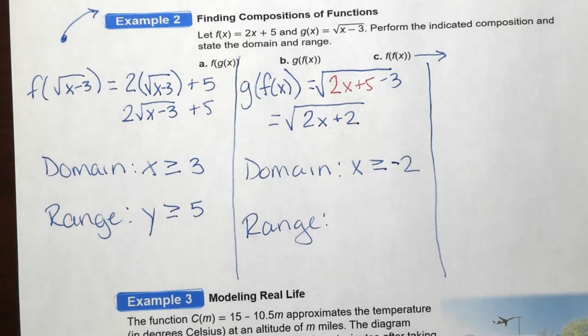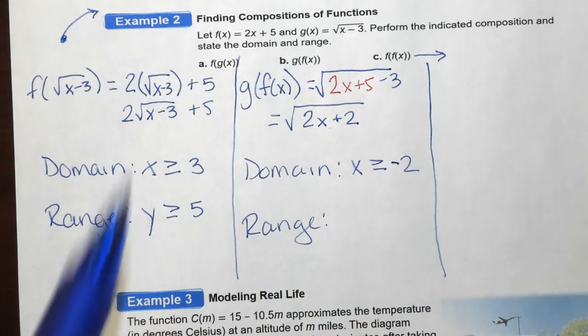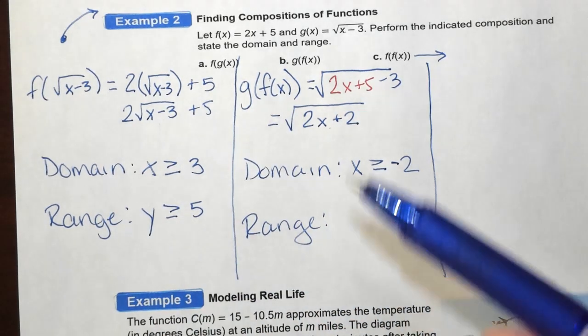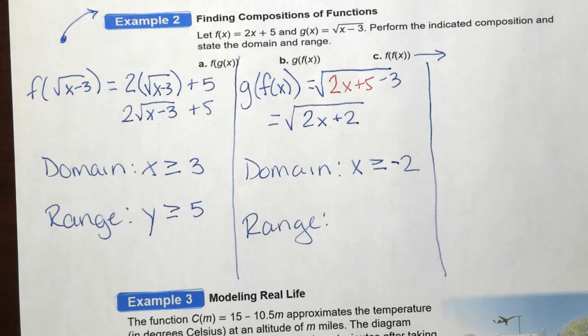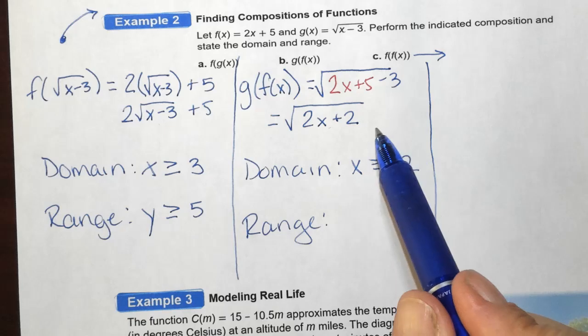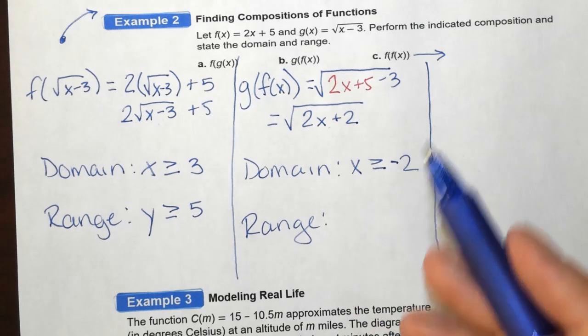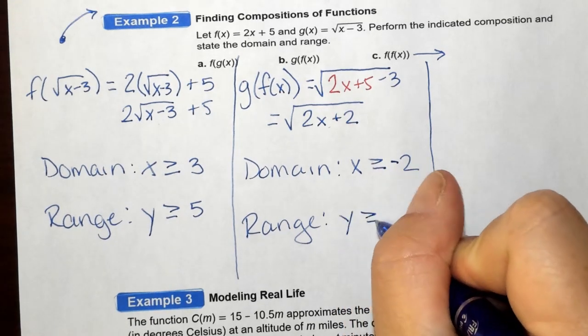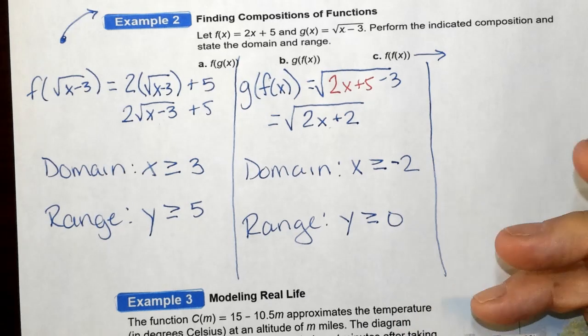So keep in mind though, these are both positive. If we had a negative, it would be going down, but your domain would still be the same, your range would be changed. In this case, our range does not move, so it starts off at 0, so this stays y is greater than or equal to 0.